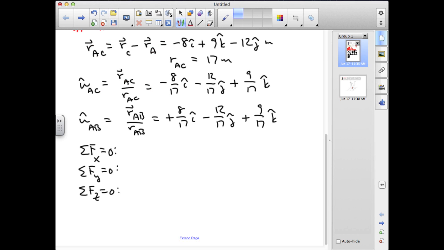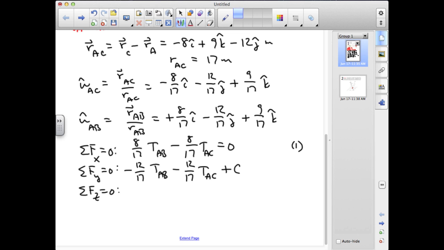In the x direction we have 8/17 T_AB minus 8/17 T_AC is equal to 0. We'll call that equation 1. In the y direction we have minus 12/17 T_AB minus 12/17 T_AC plus the compression in OA equals 0. We'll call that equation 2. Finally, in the z direction we have 9/17 T_AB plus 9/17 T_AC minus the weight equals 0. We'll call that equation 3.